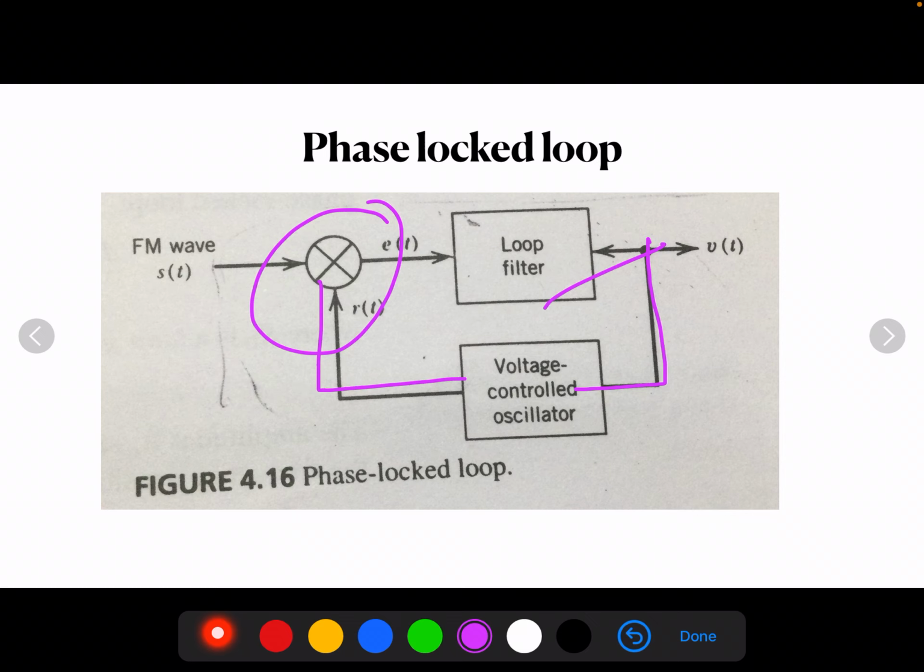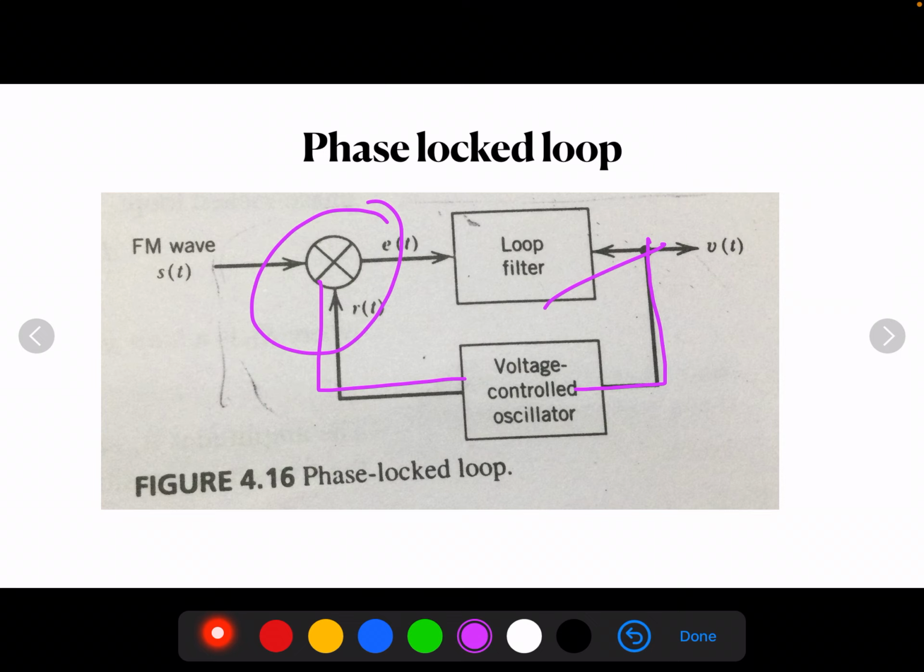The input signal applied to the PLL is S of t equal to AC into sine of 2 pi FC t plus phi 1 of t, where AC is the carrier amplitude. Phi 1 of t is given by 2 pi kf integral between 0 to t of m of t dt. Phi 1 of t is the angle. kf is the frequency sensitivity of the frequency modulator, which is expressed in hertz per volt.